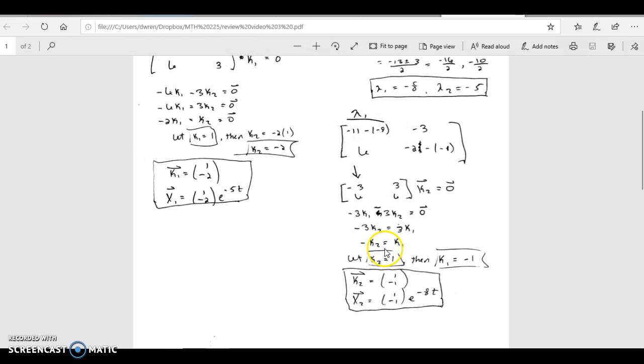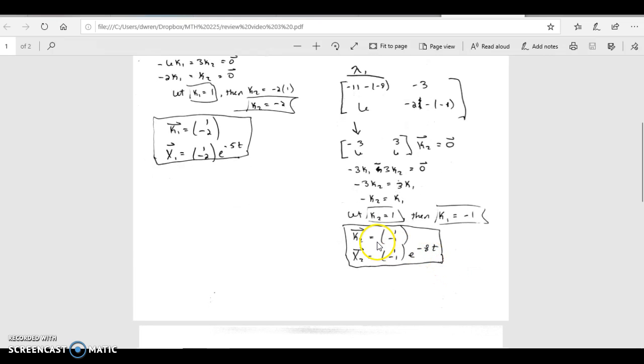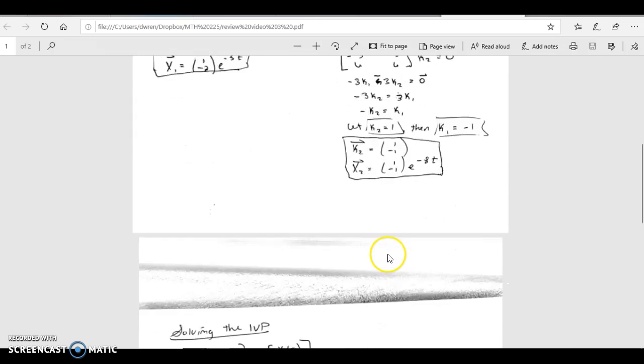Now k2 would be the free variable and k1 will be dependent, so we set k2 equal to 1, and k1 simply equals the negative of k2, or negative 1, making our k2 vector 1, negative 1, and our x2 solution vector 1, negative 1 times e to the lambda t, in this case lambda negative 8, so it'll be e to the negative 8t.